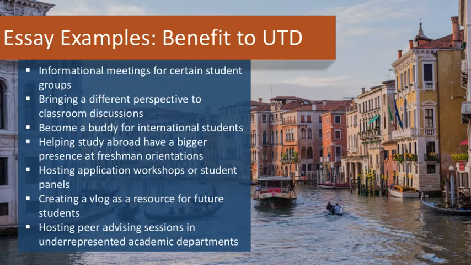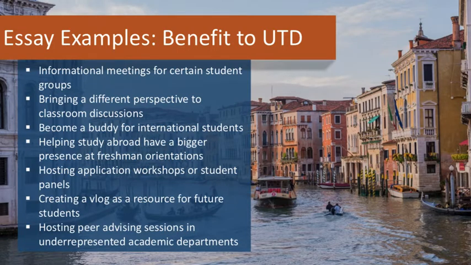And so we've had students say that they will become buddies for international students or participate in iFriend, which is a buddy program on campus to better support international students and help them get acclimated to the UT Dallas campus. Other students have talked about ideas they have for helping study abroad have a bigger presence at freshman orientations, hosting application workshops or student panels, so that UT Dallas students can get to know what the application process is like and what to expect, and to gain support from their peers throughout the process.